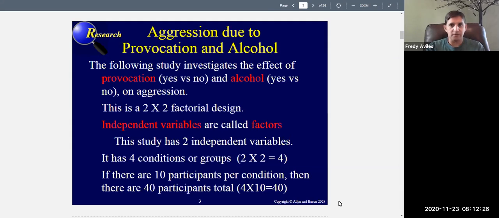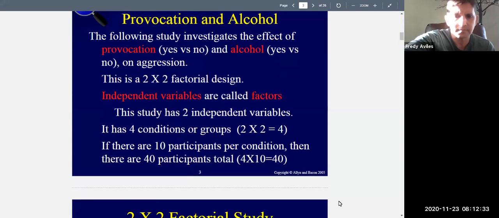How many factors are there? How many levels for this factor? How many levels for that one? So you need to know how to read it. And we're going through that now.